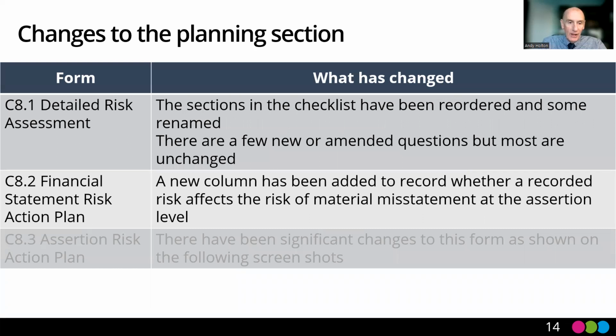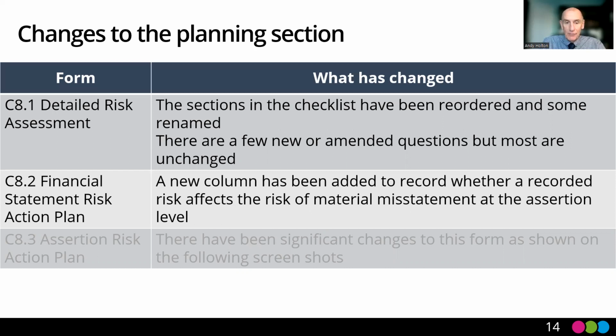Then moving on to the more detailed risk forms. C8.1 is a detailed risk assessment. This checklist has been reordered and some of the sections renamed, and there are 1 or 2 new questions, but most of the actual detail of the checklist is unchanged, although in presentation terms, it does look a little bit different. But then moving on to C8.2, the financial statement risk action plan.